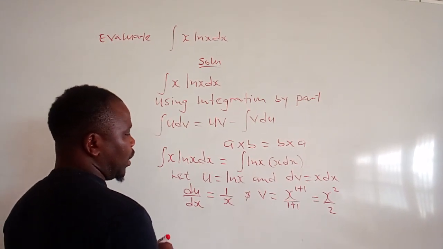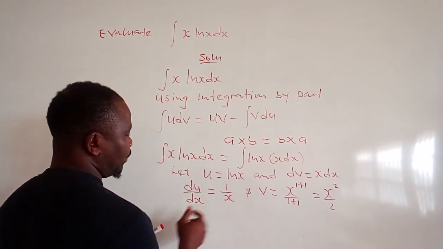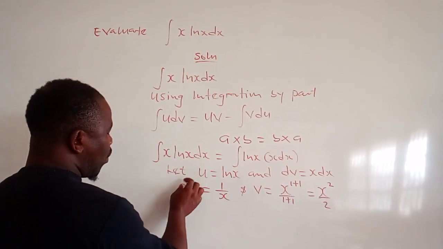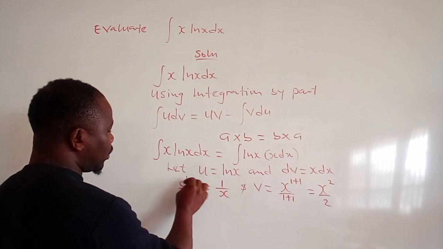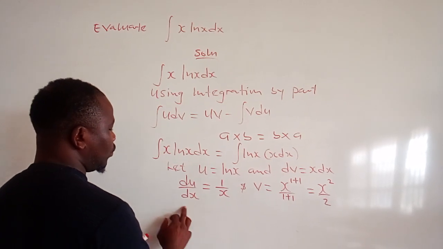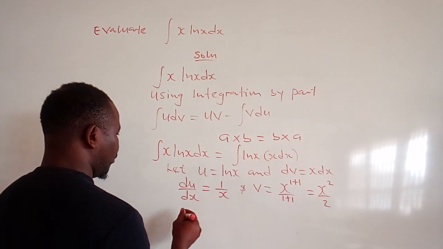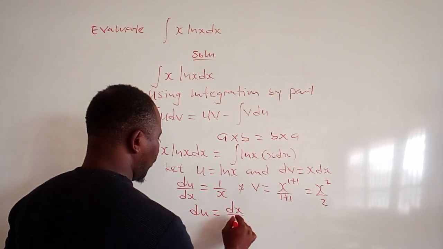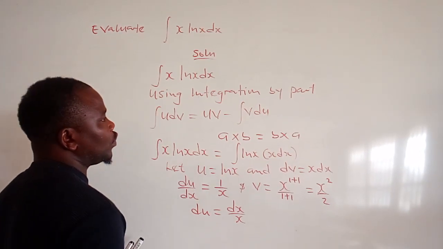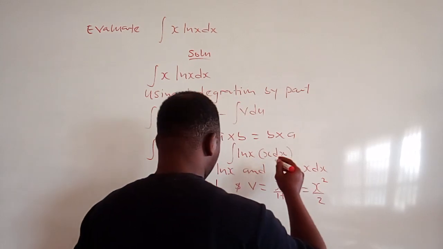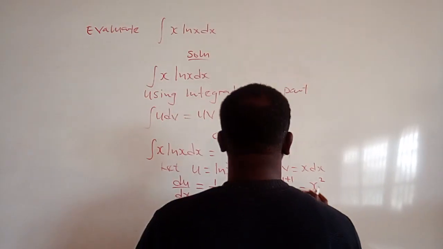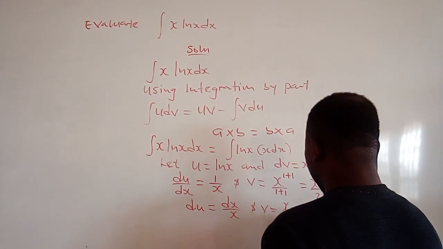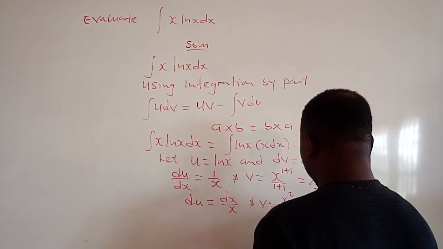So at this point, we are going to substitute these values into this formula. But we need du, not du over dx. So what we need to do is cross multiply. If we cross multiply, our du will now be equal to dx over x. Is that clear? So now we have to substitute this and this, and our v is equal to x squared over 2.